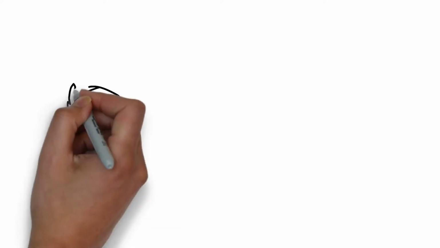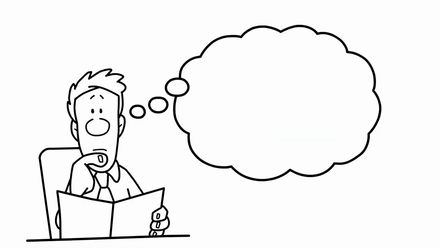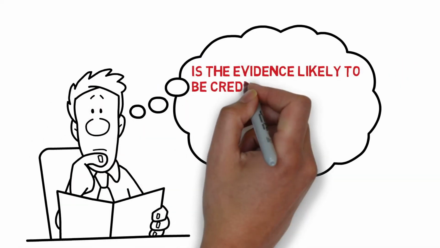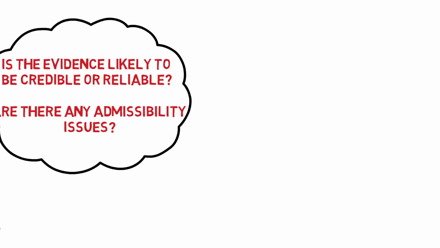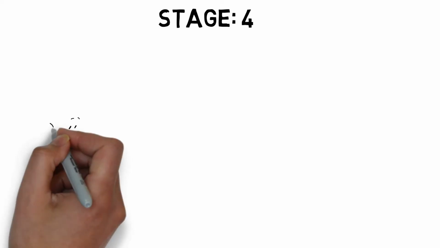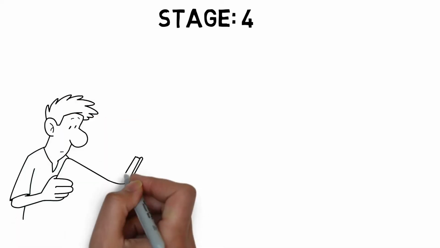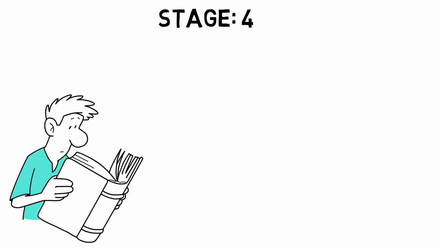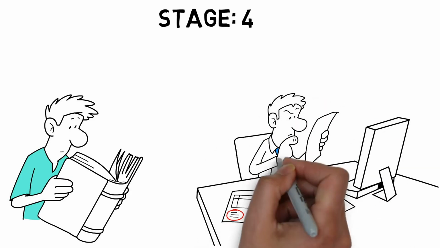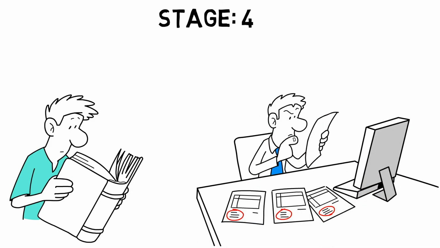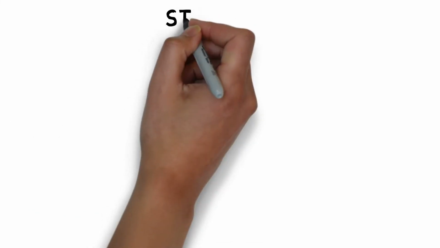Consider whether the facts are likely to become evidence in the trial. Is the evidence likely to be credible or reliable? Are there any admissibility issues? Stage 4. Review your initial case theory and see whether you are really likely to establish your case at trial. Rework your propositions until you are comfortable that you have a logical case theory supported by the facts and evidence.